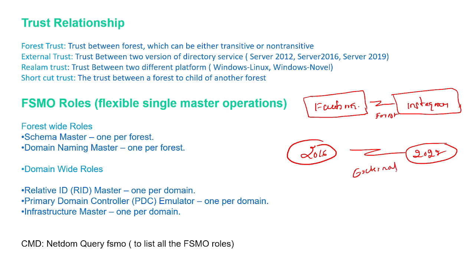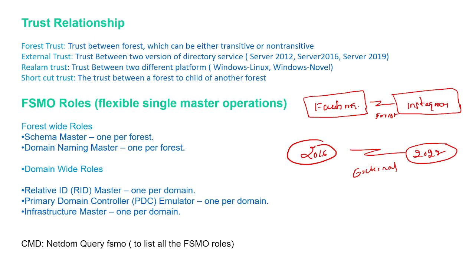So you have one side facebook.com, that is server 2016, and another side you have instagram.com, that is 2022 operating system version, Active Directory version. If you enable the trust between two different versions of server, that is called an external trust. And then the realm trust.